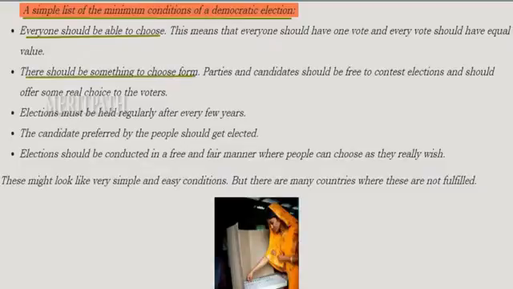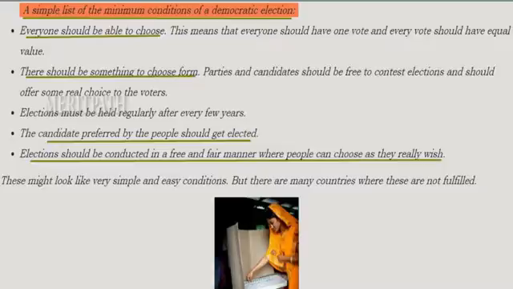There should be something to choose from. Parties and candidates should be free to contest the elections and should offer some real choice to the voters. Elections must be held regularly every few years. The candidate preferred by the people should get elected. Elections should be conducted in a free and fair manner where people can choose as they really wish. These might look like very simple and easy conditions, but there are many countries where these are not fulfilled. India introduced the electronic voting machine to make sure that the voting process is free and fair.